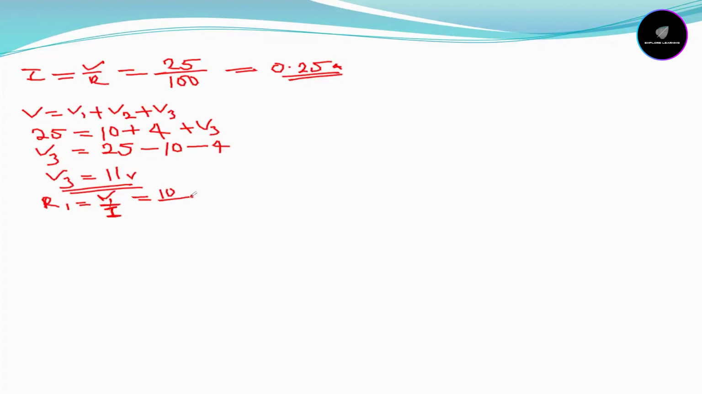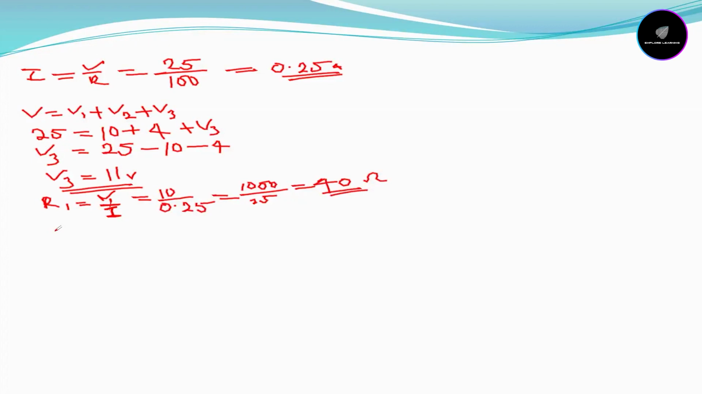And we have calculated our current to be 0.25. So it's going to be 10 divided by 0.25, which is 1000 divided by 25. That will leave us with 40 ohms.